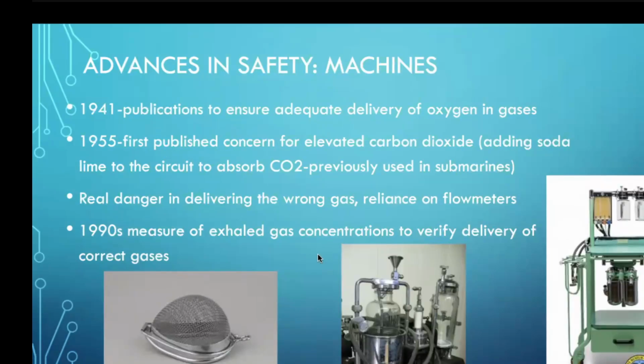And then there was also the issue, how do we know we're delivering the right gas? Maybe the wrong gas was filled in the tanks. It wasn't until the 90s that we actually measured what gases are coming out of the machine and coming out of the patient. So in the 1990s, we finally had the ability to measure those gases and ensure we're delivering what we want to deliver.